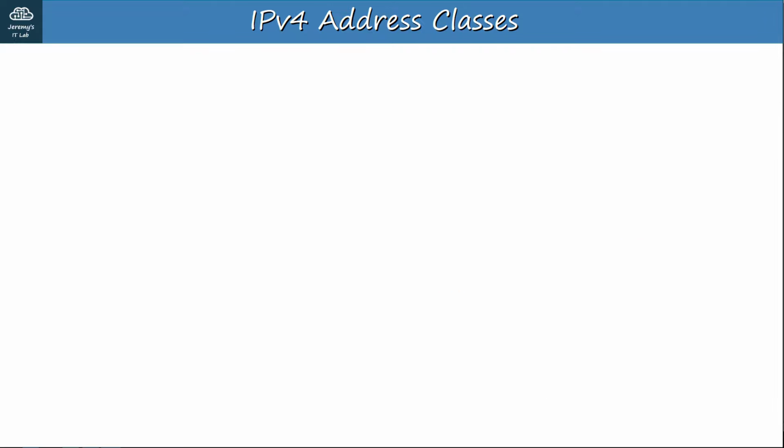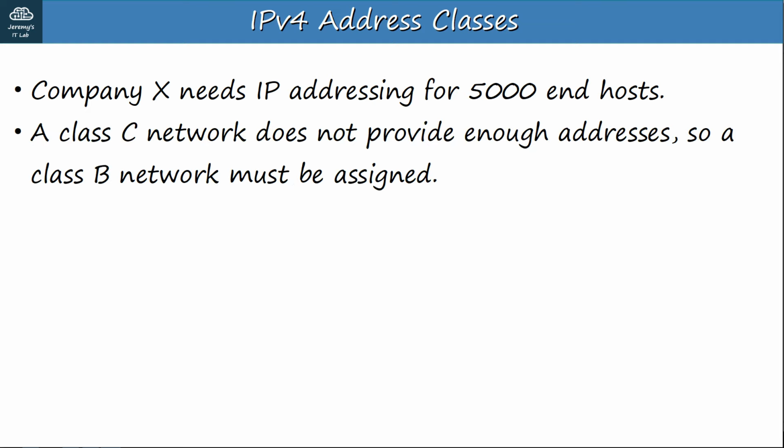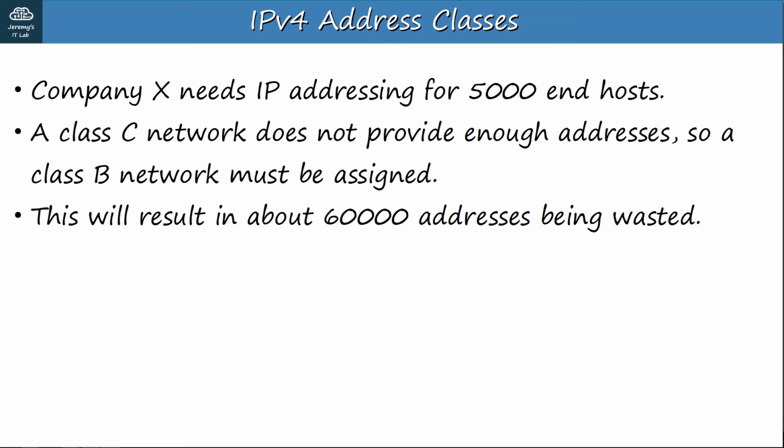Before introducing CIDR, here's another quick example of address waste. A company, Company X, needs IP addressing for 5,000 end hosts. This is a problem. Why? A Class C network does not provide enough addresses, so a Class B network must be assigned. Because a Class B network allows for about 65,000 addresses, this results in about 60,000 addresses being wasted.